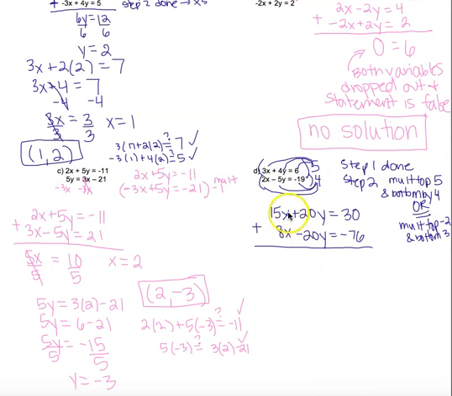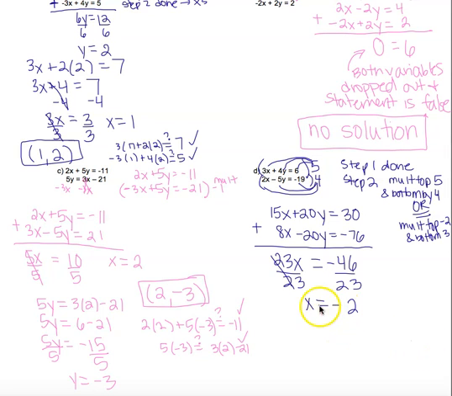So now I'm going to add the columns. 15x plus 8x is 23x. 20y plus negative 20y is 0. Those are eliminated. And then I've got 30 plus negative 76, which gives me negative 46. Now I'm going to solve for x by dividing both sides by 23, which gives me x equals negative 2. So that's the end of step 3.